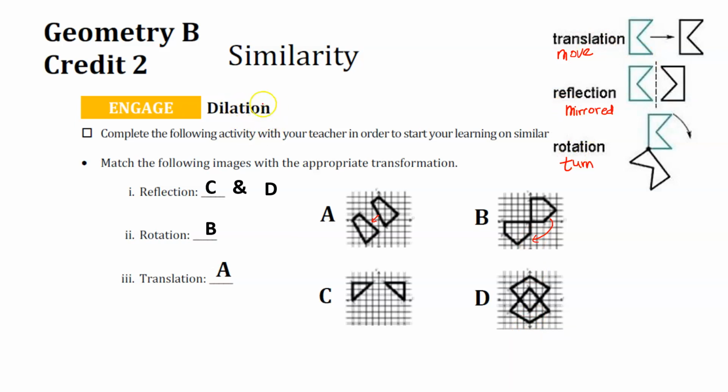Dilation, which is one of the key terms we'll be using in the first lesson, has to do with a shape that either grows or shrinks. It'll either grow or it'll shrink. One's bigger, one's smaller, but that's essentially what a dilation is.